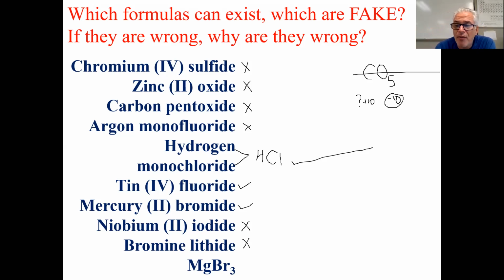Okay, MgBr3, magnesium bromide. Looks really good. I can taste it in my mouth. It tastes so good, right? No. Magnesium makes a positive 2 ion. Bromine's a -1. Magnesium bromide is MgBr2. I hope you got these all right.